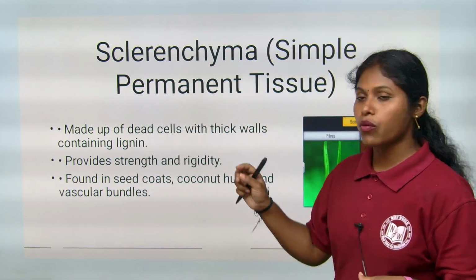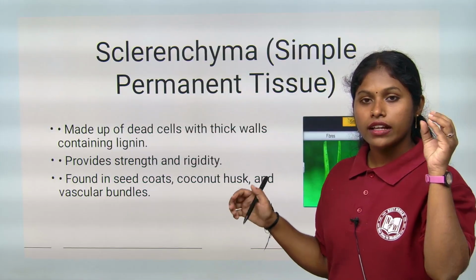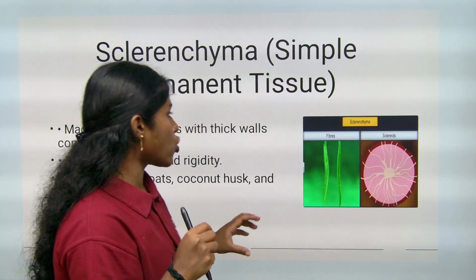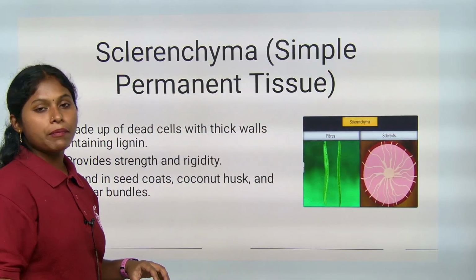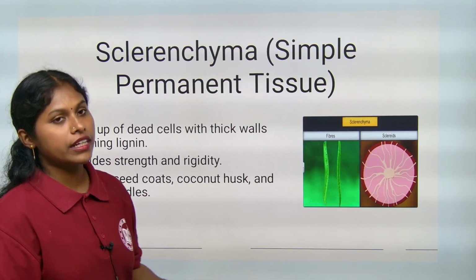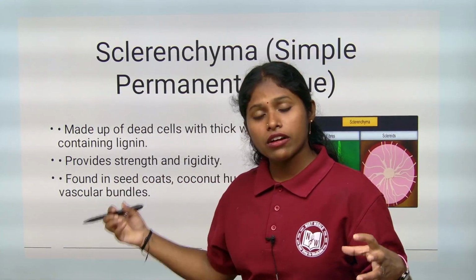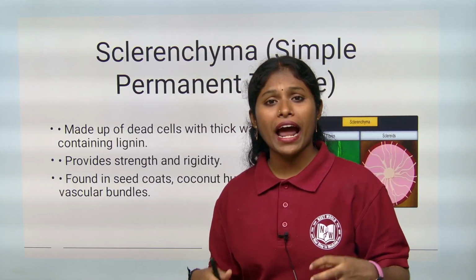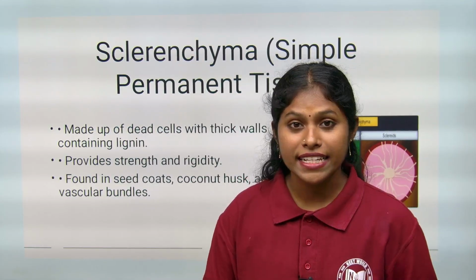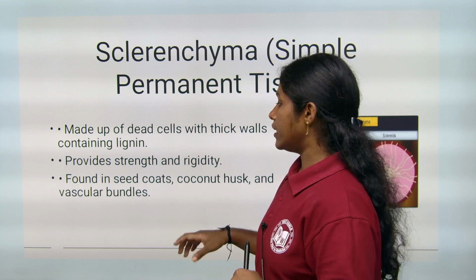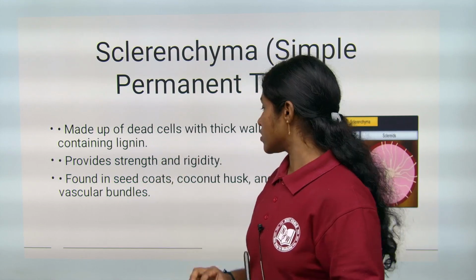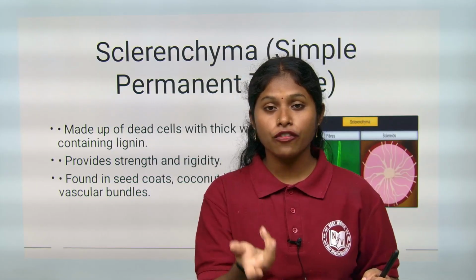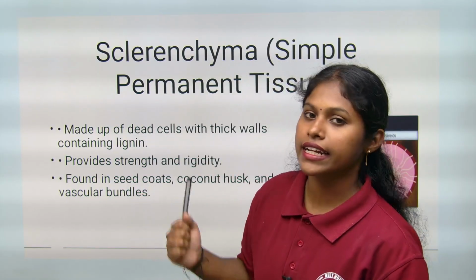The dead cells have thick walls containing lignification, because the walls have lignin in them. That is why they are strong in nature, and that is why they provide mechanical strength to the plant. If a heavy wind comes, or due to environmental conditions, the plant sustains because of this Sclerenchyma only, right? They are mostly found in seed coats, coconut husk, the brittle parts of seeds, and the shells of nuts, all due to this Sclerenchyma, right?